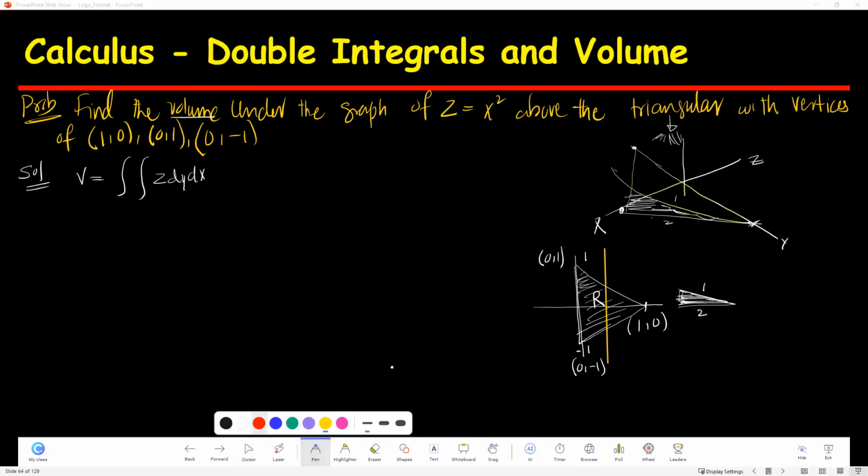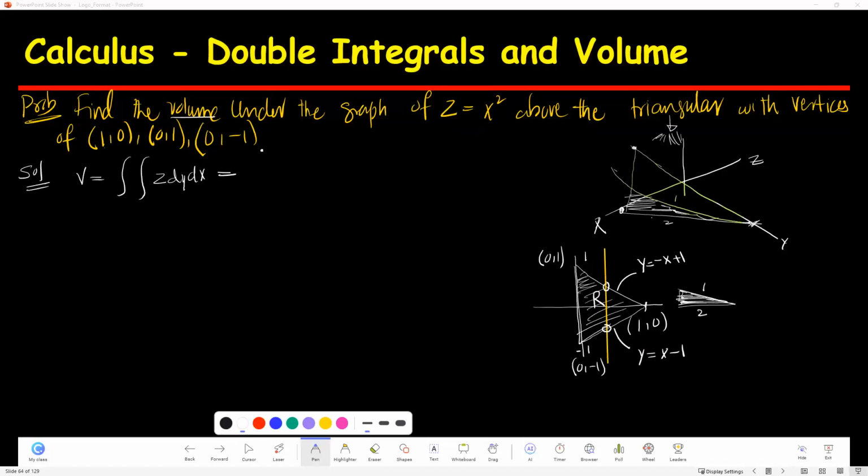Now I want the equation of this side, and this side is y equals minus x plus 1. This is the equation of a straight line if the two coordinates are given. I'm using the two-point equation method, and here it is y equals x minus 1. So I need these two. Those are my limits.